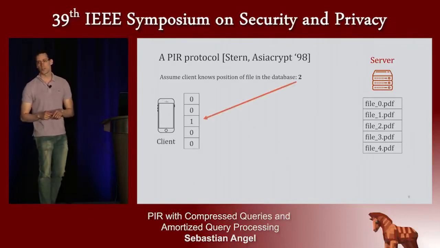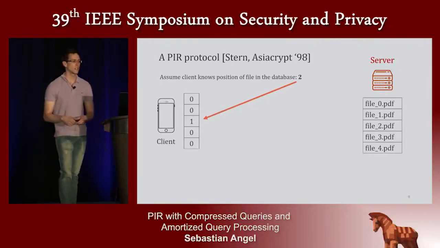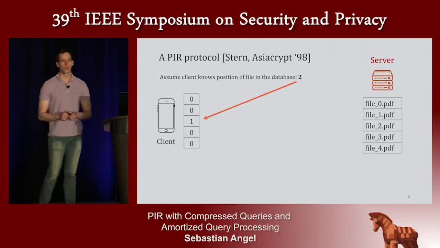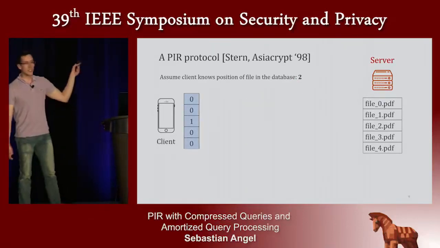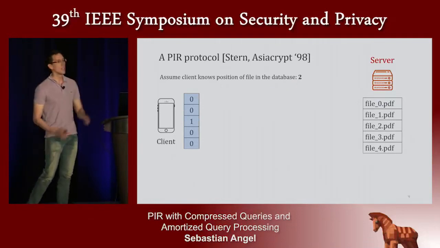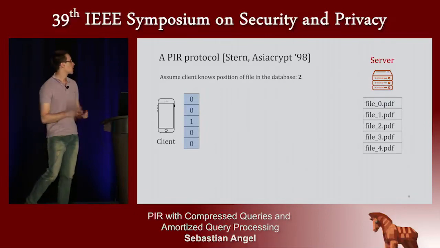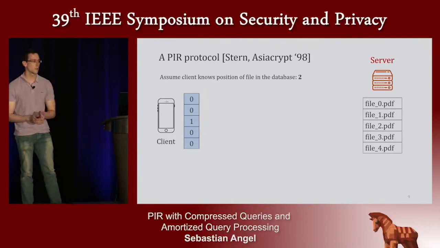What the client does with this information is it generates a query vector where every entry in this vector is a 0, except for the entry at position 2, which is a 1. Now, the client then encrypts each of these entries individually. The way to interpret this is that each blue box is an encryption, a different encryption of 0 and encryption of 1. This is semantically secure, so they're all indistinguishable from each other.